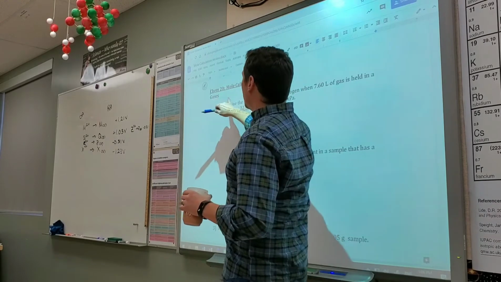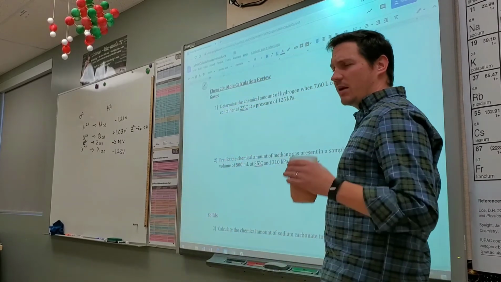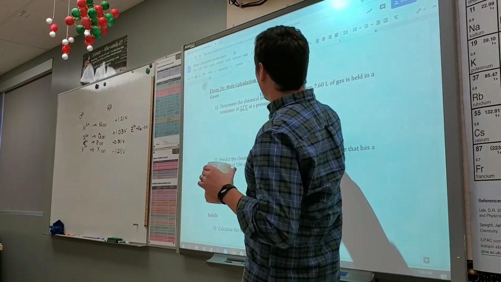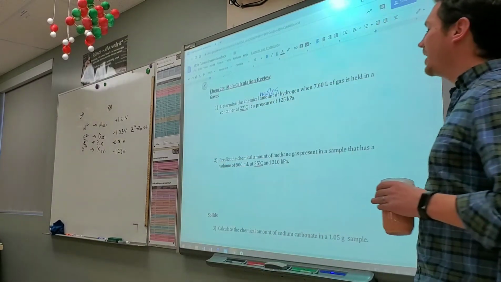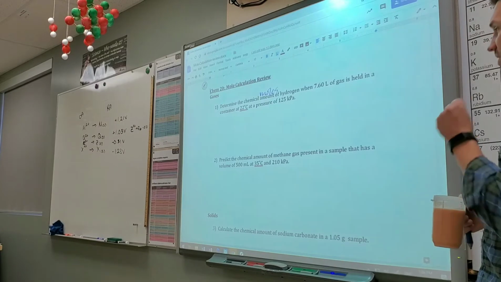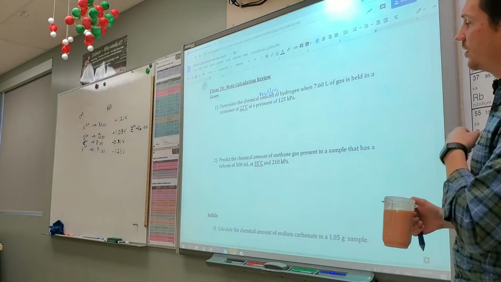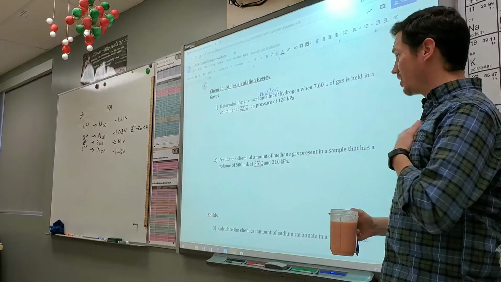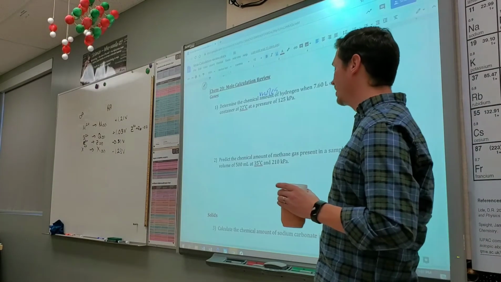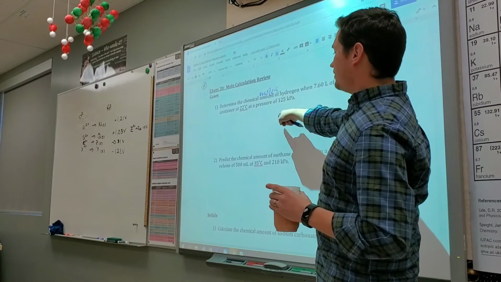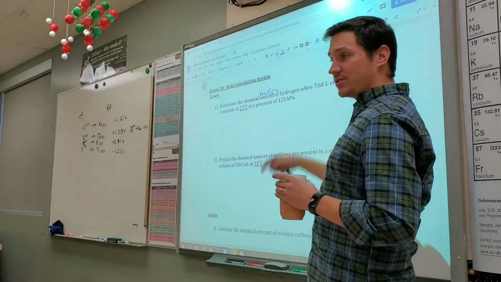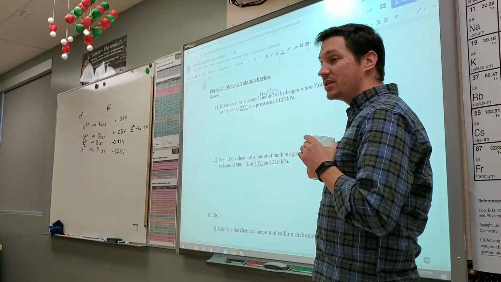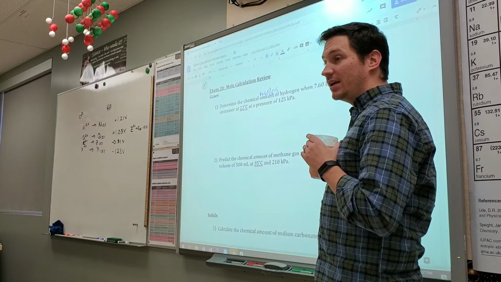Let's think about this. We want to calculate the chemical amount. What does chemical amount mean? Moles. We want to calculate the number of moles of hydrogen gas when 7.6 liters of gas is held in a container at 22 degrees Celsius at a pressure of 125 kilopascals. Did we talk about how to answer this question? Yes. You have to use your magic green sheet.